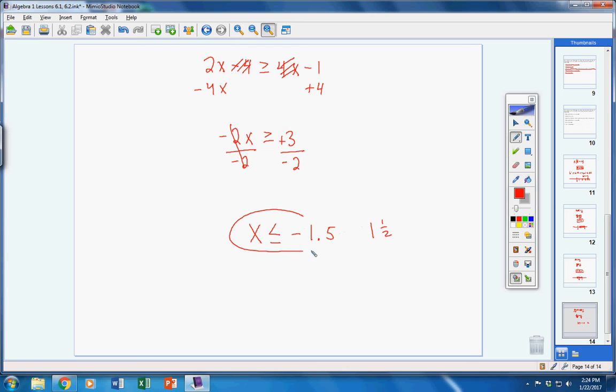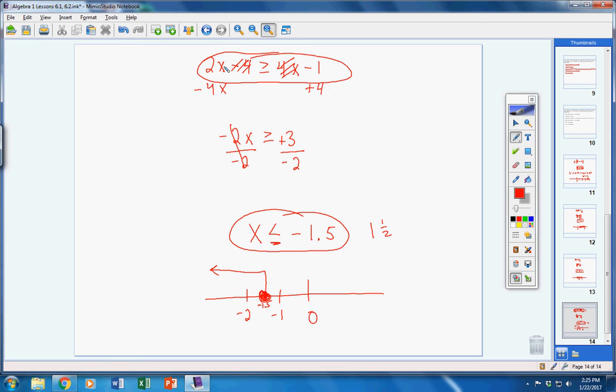Okay? So there's your answer. If we graph it, here's 0. Here's negative 1. Here's negative 2. Negative 1.5 is right here. Put a point there. We do close it because of the equal sign. And it's x is less than or equal to negative 1.5, so we draw it like this, which is fine. Or we can just go like this, which is fine also. So every number less than negative 1.5, including negative 1.5, is an answer to this inequality up here.